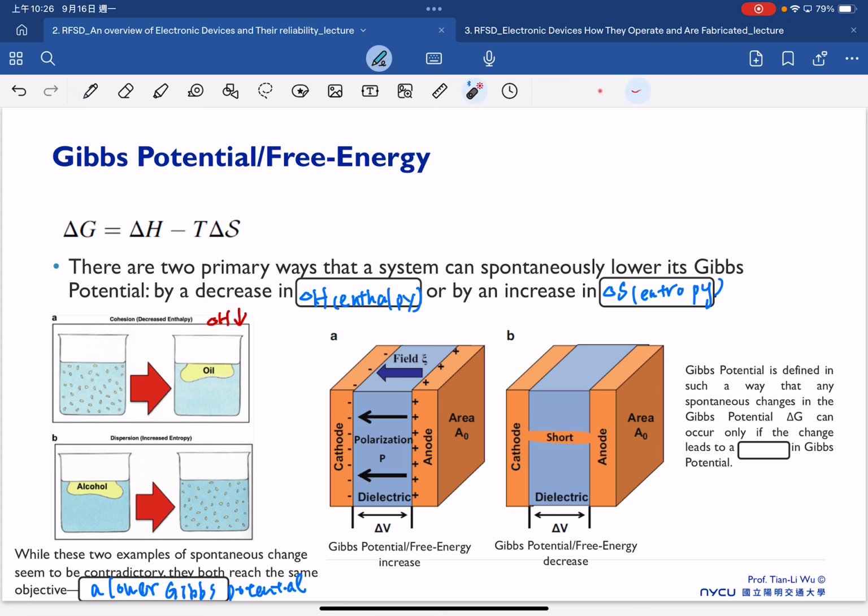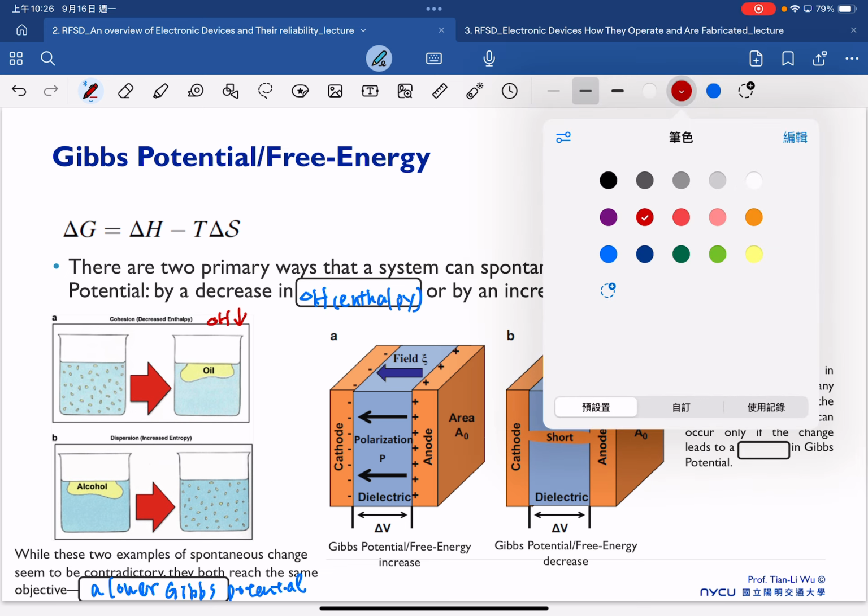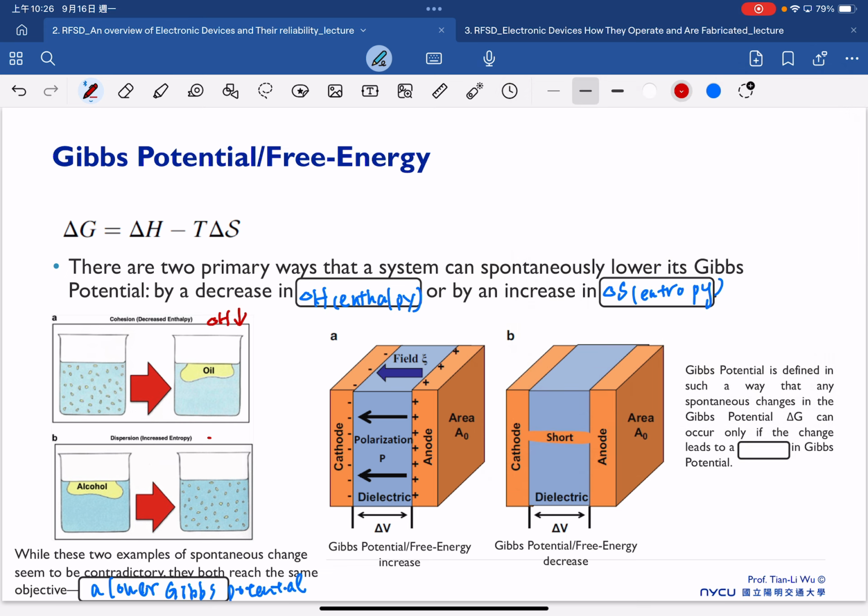On the other hand, if you try to drop some alcohol inside the water here, after a while the alcohol will start to spread out. This is because of the increase of delta S. So these two examples might contradict each other, but in the end the goal is the same: try to reach as negative a delta G as possible, to have the lowest Gibbs potential.